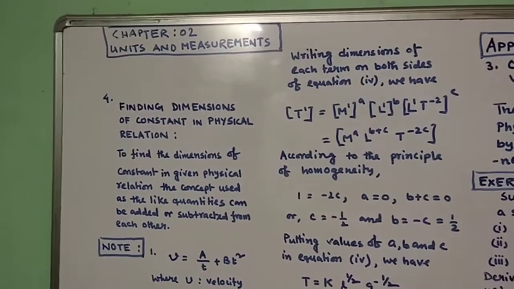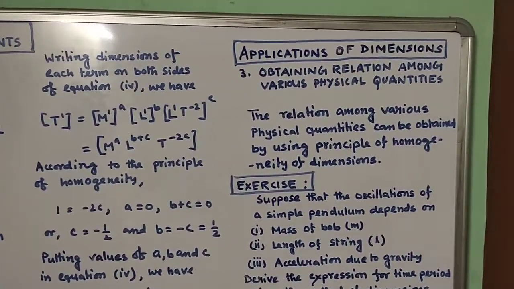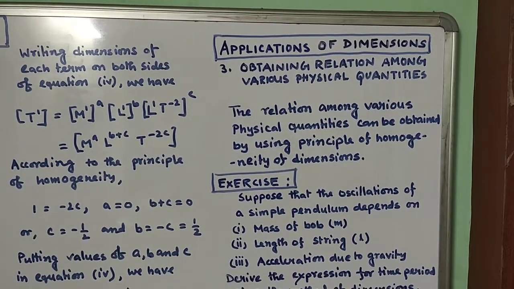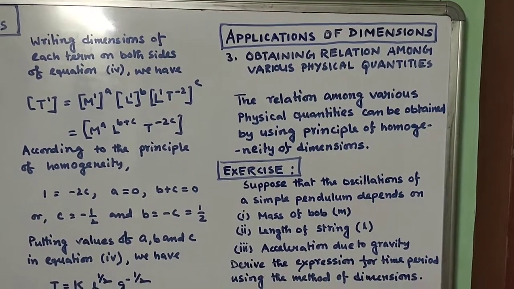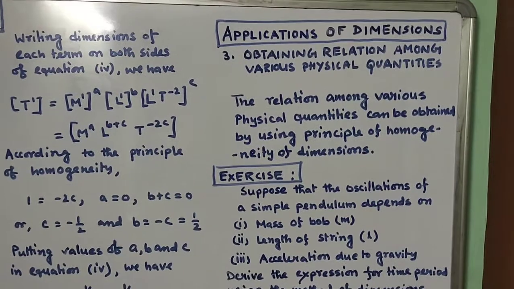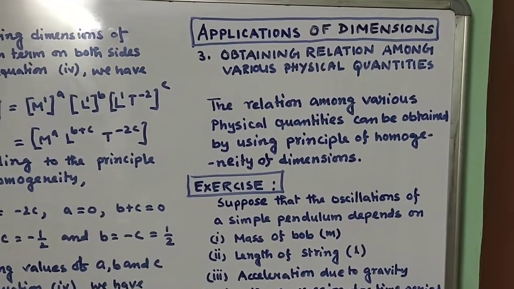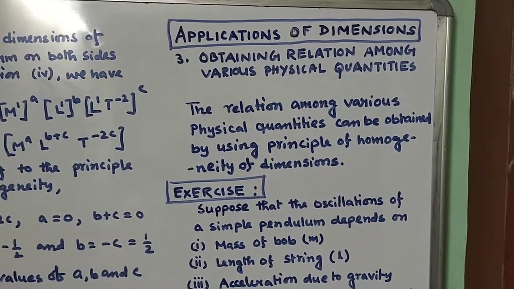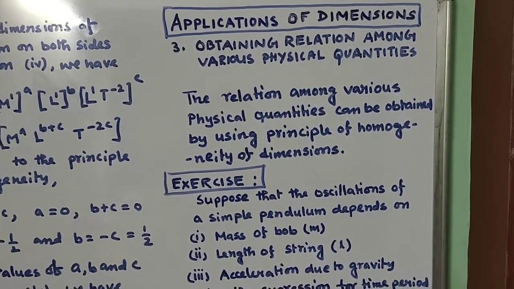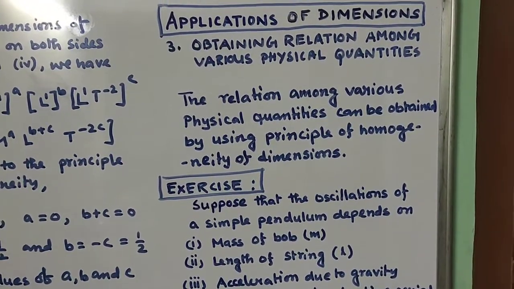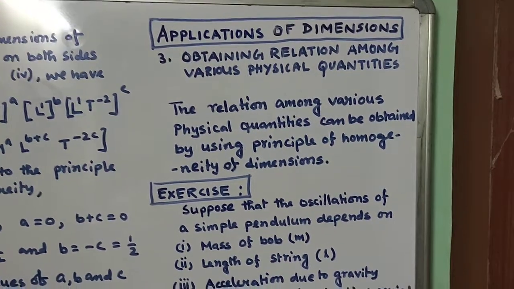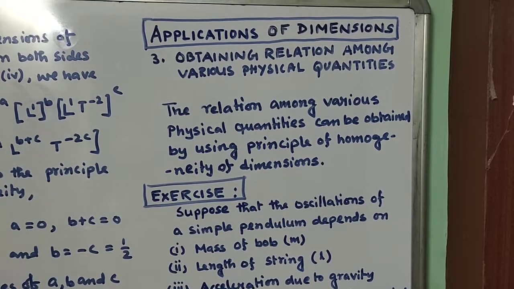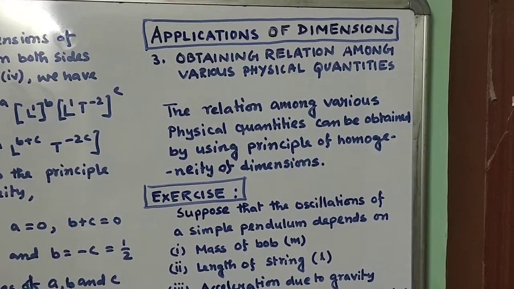Now let me start with the third application, obtaining relations among various physical quantities. So we can use dimensions to define the relation among physical quantities. Now let me read out what we have written. The relation among various physical quantities can be obtained by using the principle of homogeneity of dimensions. The principle of homogeneity we have already discussed. Please check the previous classes.